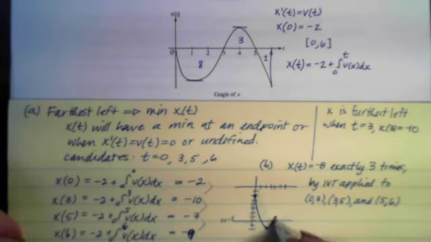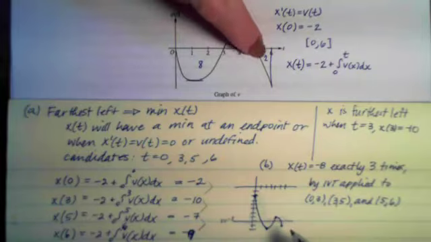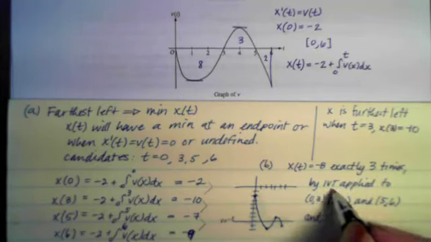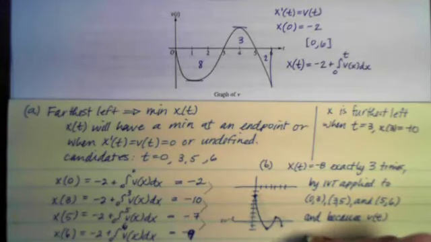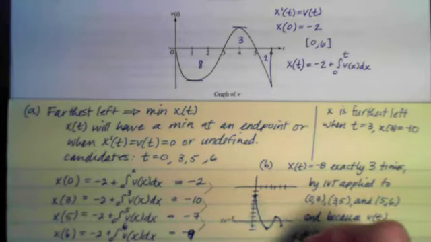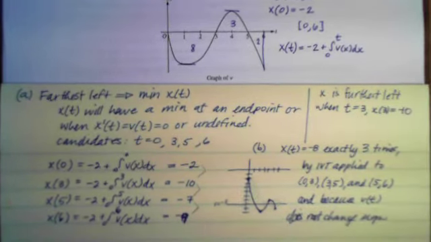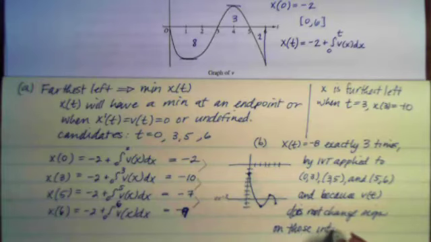Same argument can be made here. I'm always moving to the right. I'm always increasing. And here I'll always be moving to the left or decreasing. So we can write that we get exactly 3 times because of the IVT and because v of t does not change sign on any interval. And we're done.